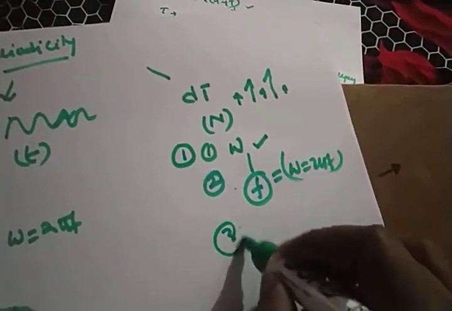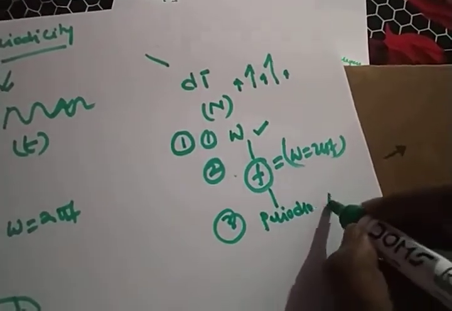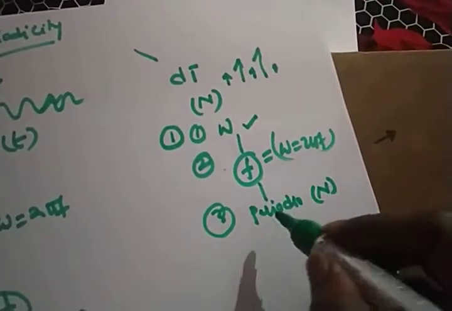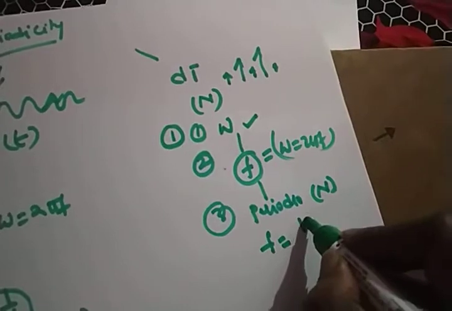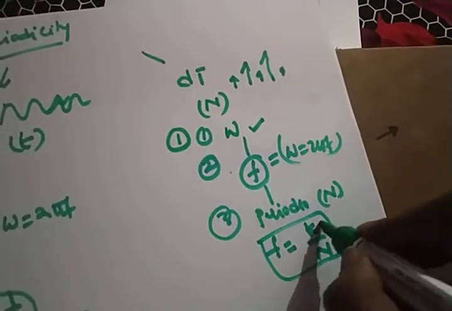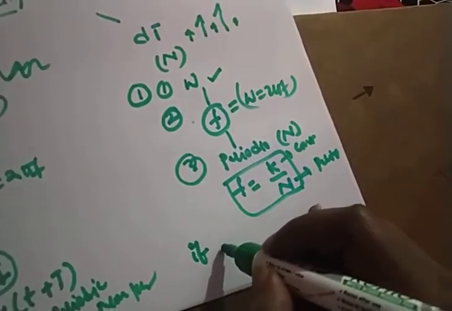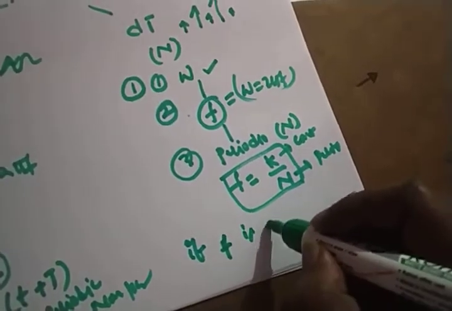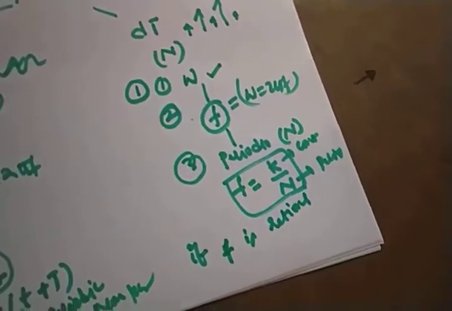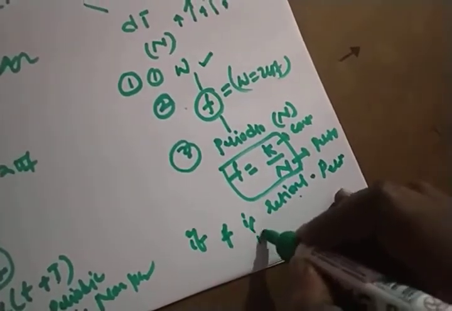Right? Then third step, you have to find out the period, N. How can you find out the period? If you know f, it can be in the form of k by N. Right? So k is a constant value, N is the period value. If f is a rational number, then it's a periodic signal. If f is an irrational number, that is a non-periodic signal.